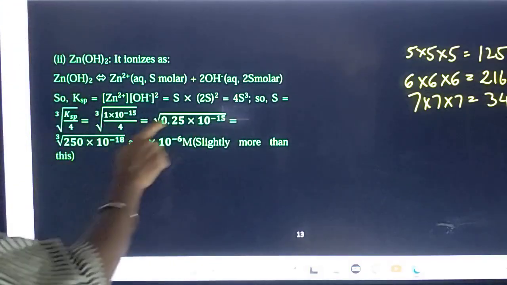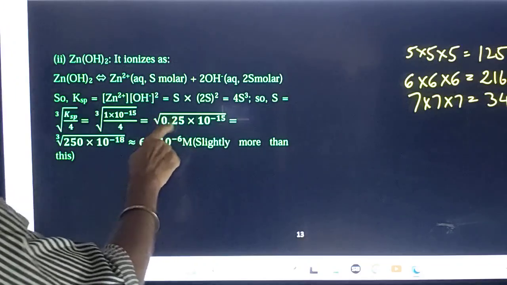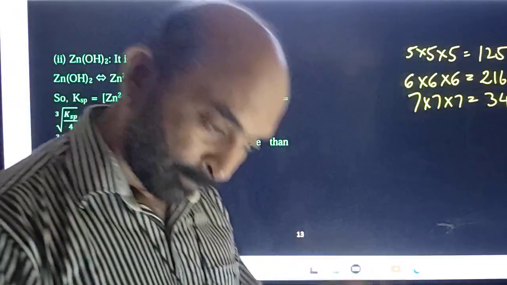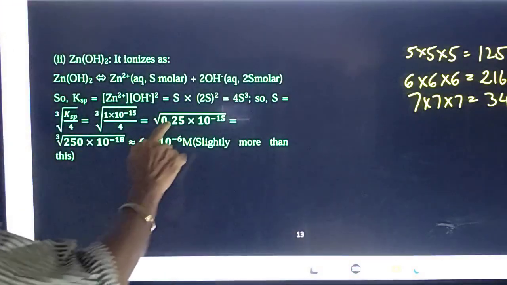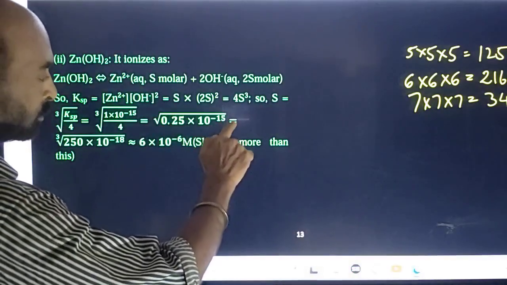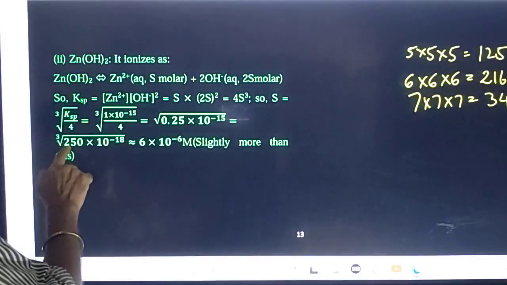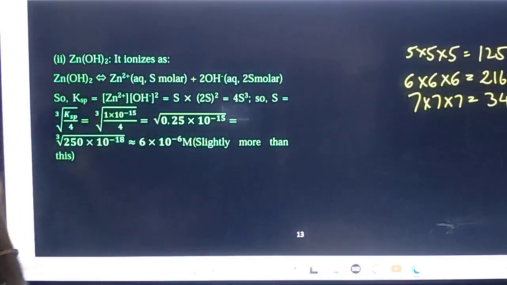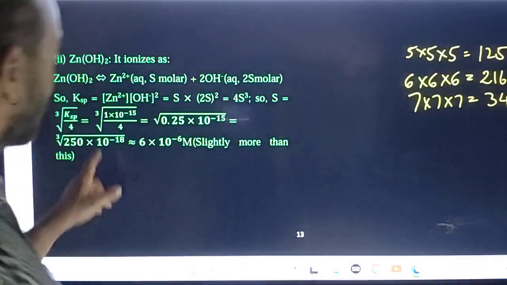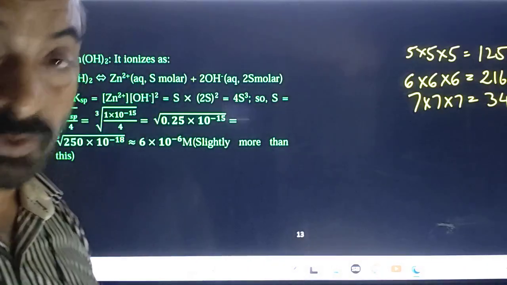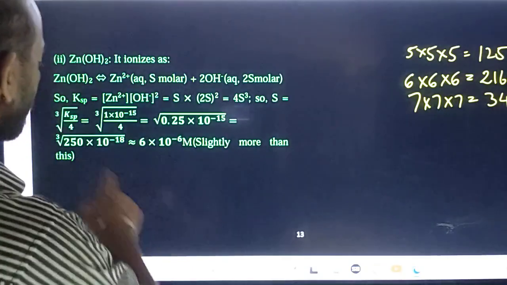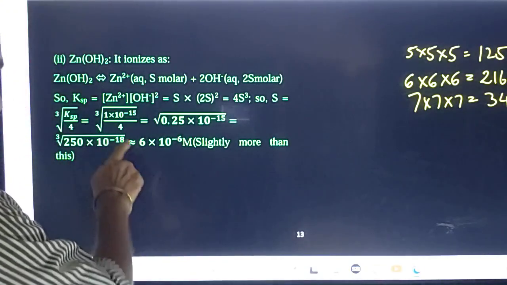To make a value whose cube root we can easily approximate, we make a modification. We convert 0.25 × 10^-15 into 250 × 10^-18. 18 is not only an even number, it is divisible by 3. You have to take care that it must be divisible by 3, because here we are going to divide it by 3, not by 2, since it is a cube root. That's why we made it 10^-18.